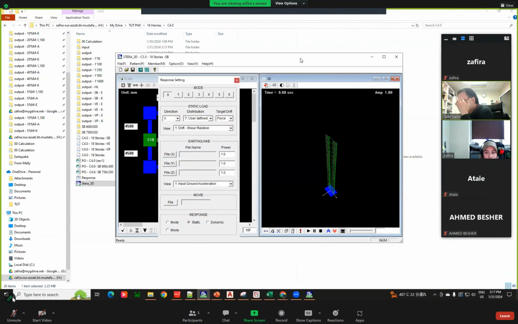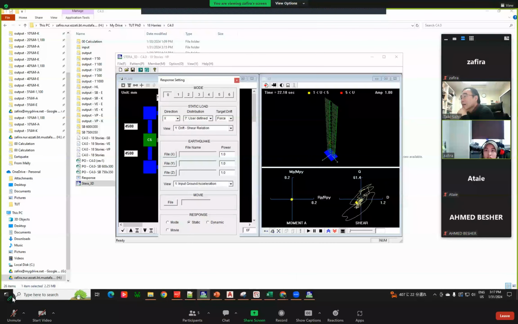Could you show me viscoelastic? I mean, could you keep this window and open Stella 3D again? Okay. Viscoelastic. Yeah.